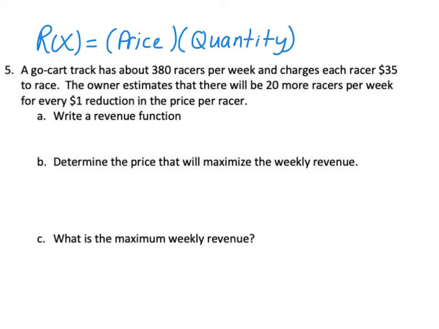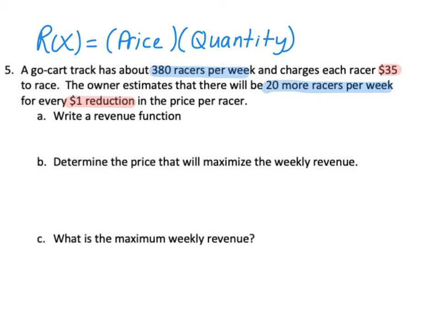Okay, so a go-kart track has about 380 racers per week. So this is quantity. I'm going to highlight anything in quantity in blue. And charges about $35 to race. The owner estimates that there will be 20 more racers per week for every $1 reduction in the price per racer. All right, so we're going to write a revenue function.